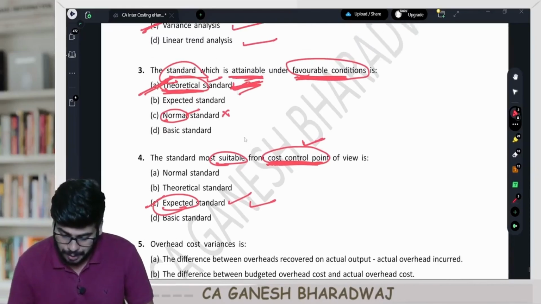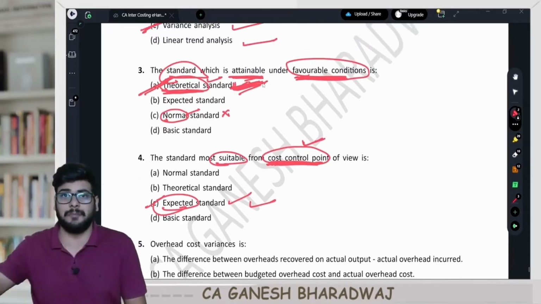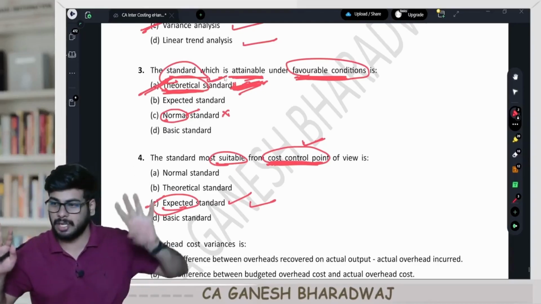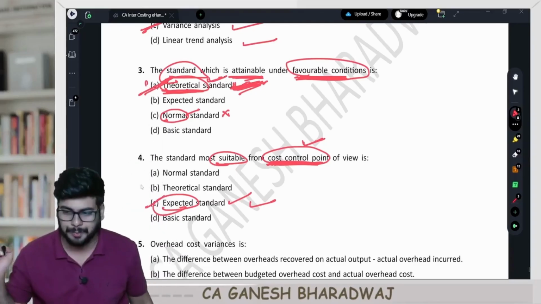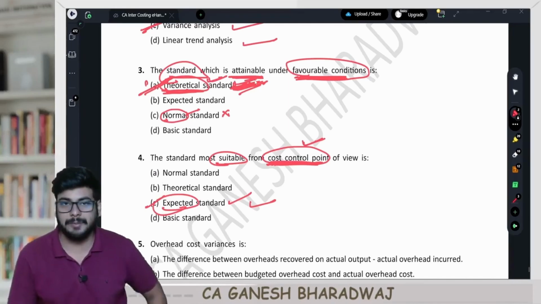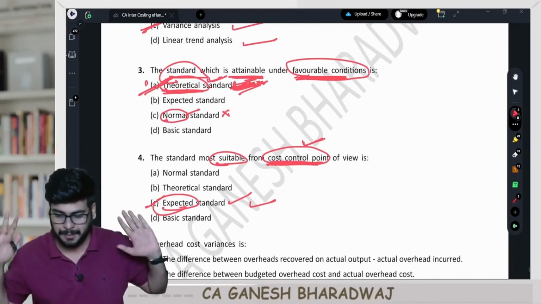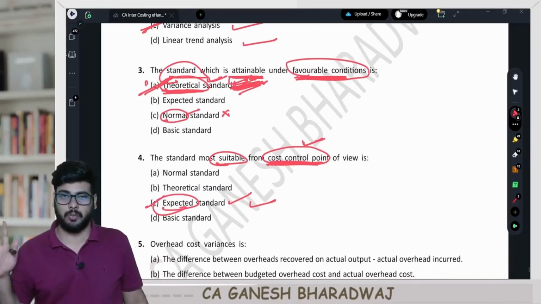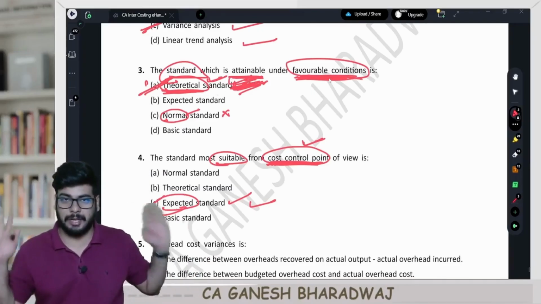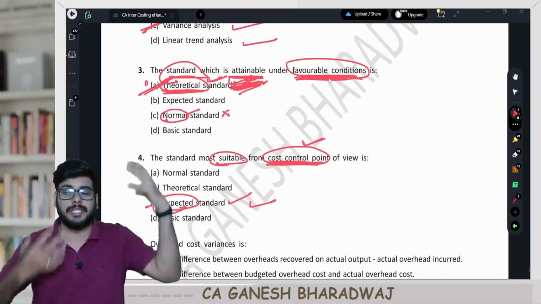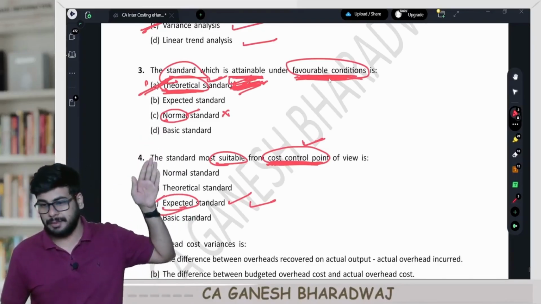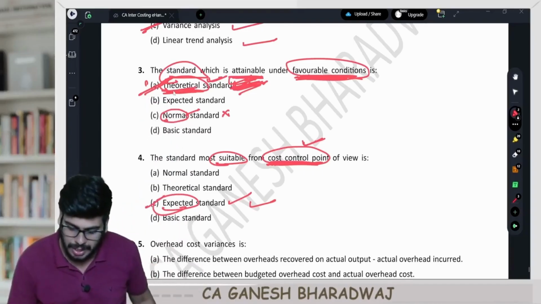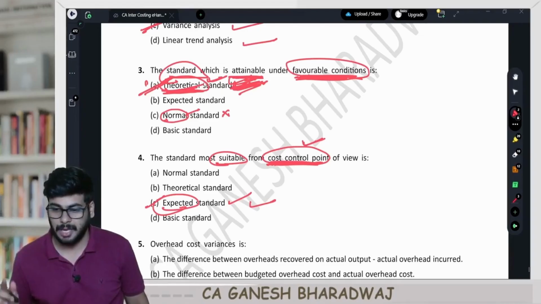Here I call it expected standard, whereas the above, where everything is favorable, what you should have achieved, is called theoretical standard. Now this might sound confusing, so once again I will repeat these two. Theoretical standard means what? If everything is favorable for me, in a favorable situation, what should have been your target? What are the things you should have achieved? That's called theoretical standard.